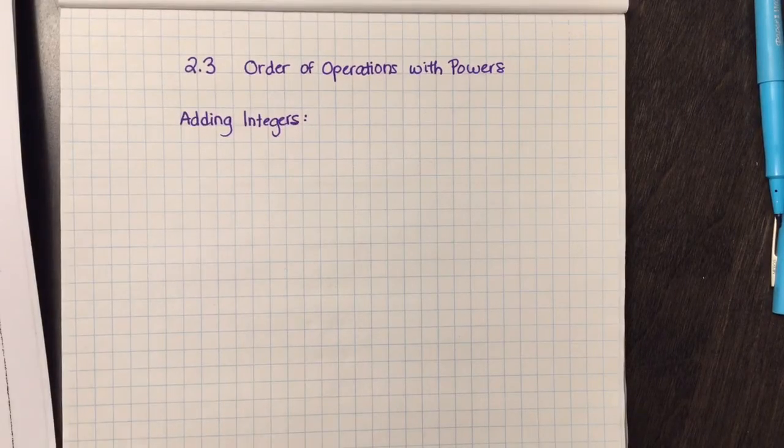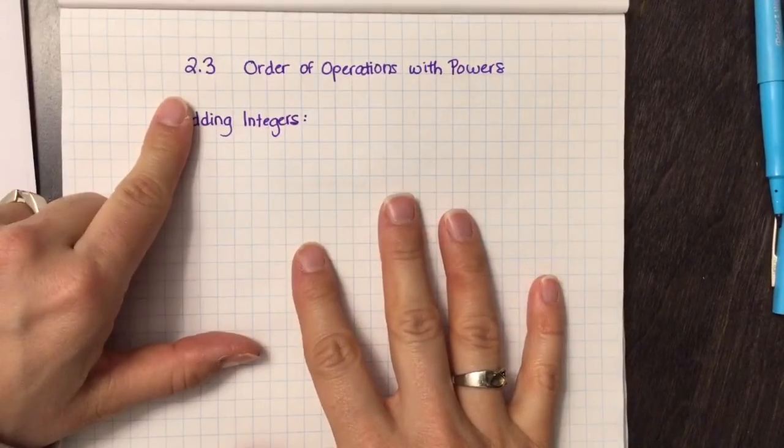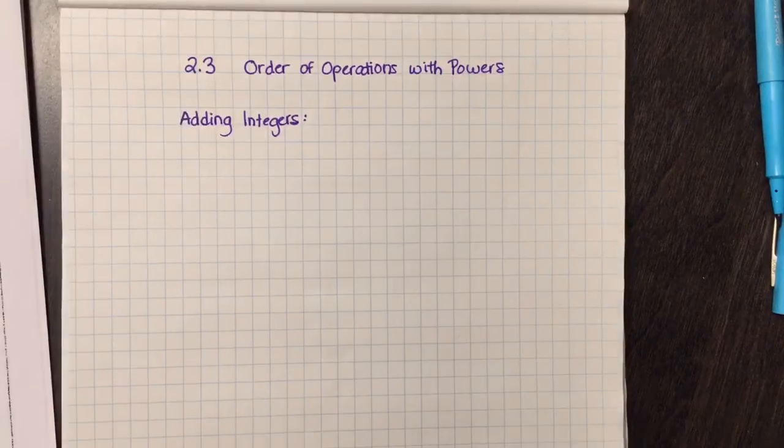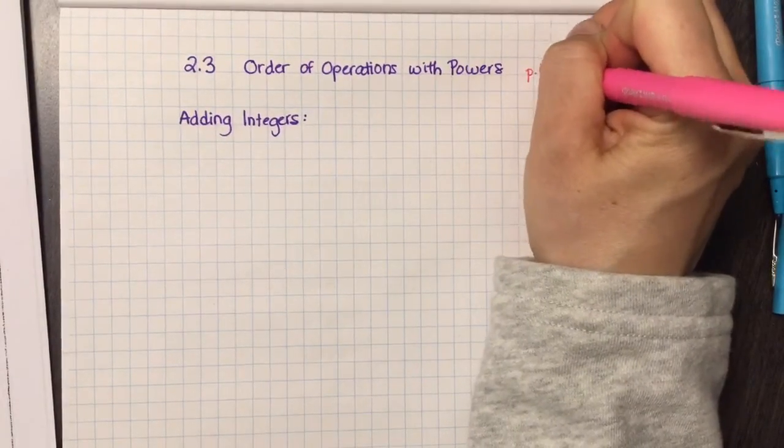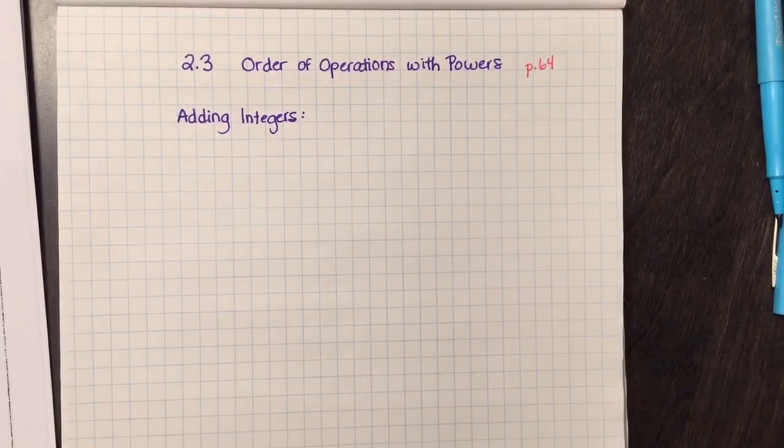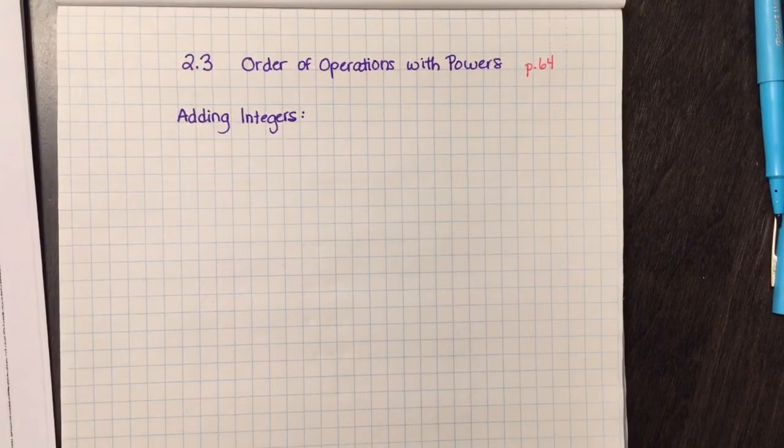Hi there. Okay, we're going to do 2.3 order of operations with powers, and this starts on page 64. Before we start, we want to make sure that we are comfortable with a couple skills, and the first one is adding integers. Although I don't think that this is going to be very difficult for you, we'll just do a couple.